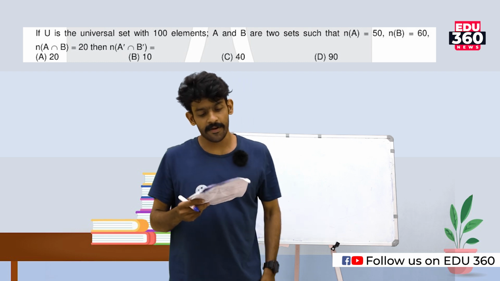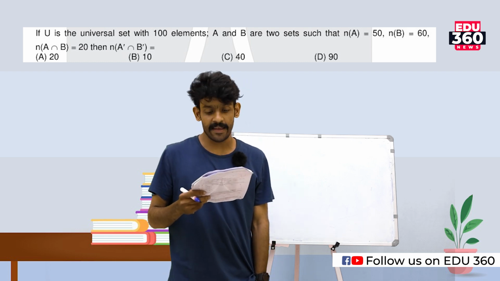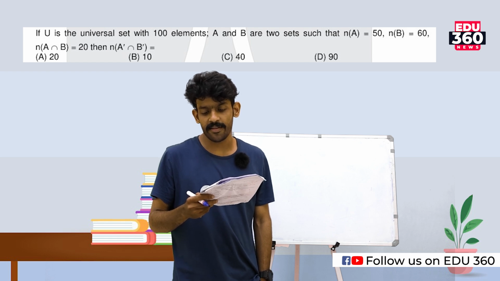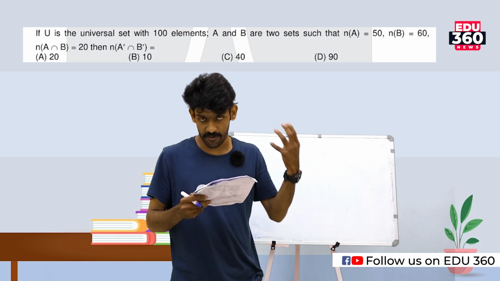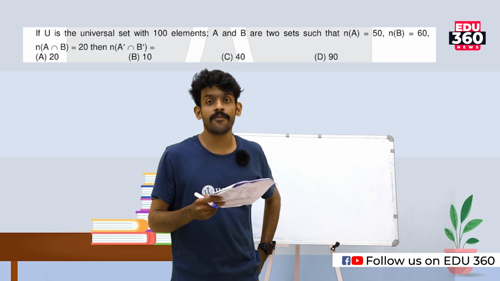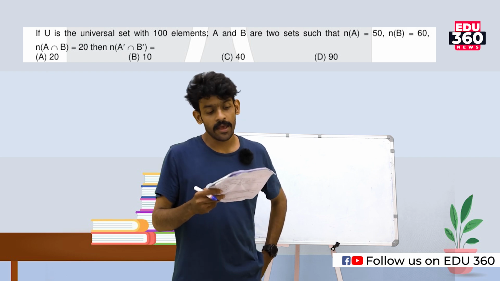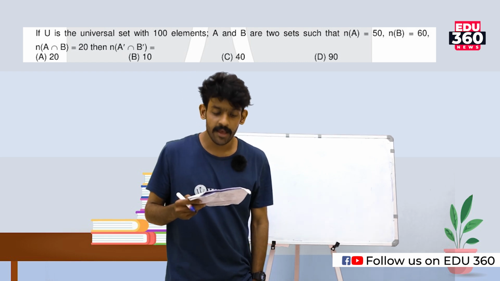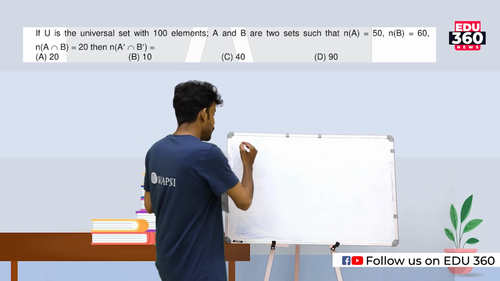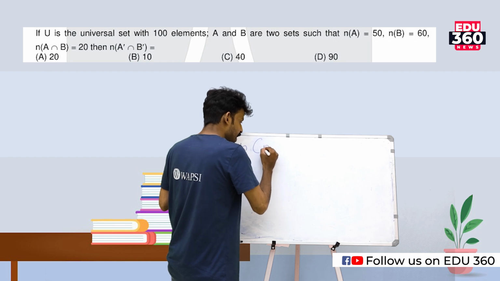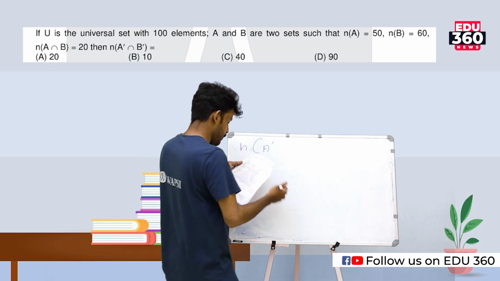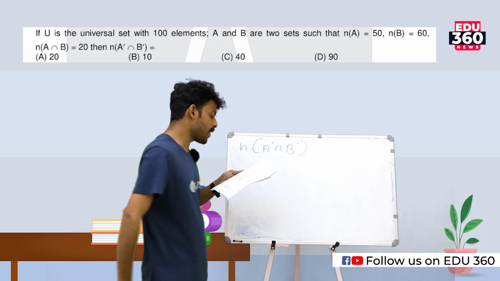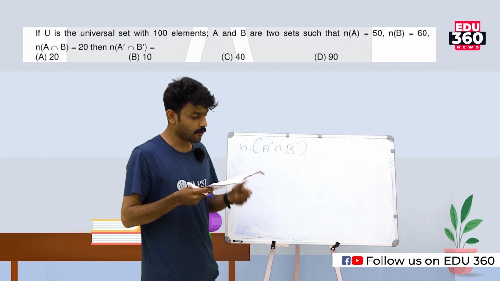So the next question is: given that U is the universal set with 100 elements and A and B are two sets such that the number of elements in A is equal to 15 and the number of elements in B is equal to 16. It's given that the number of elements in A intersection B is equal to 20. So the question is that we need to find n of A dash intersection B dash. We need to find the value of this. You can see there are 4 options.